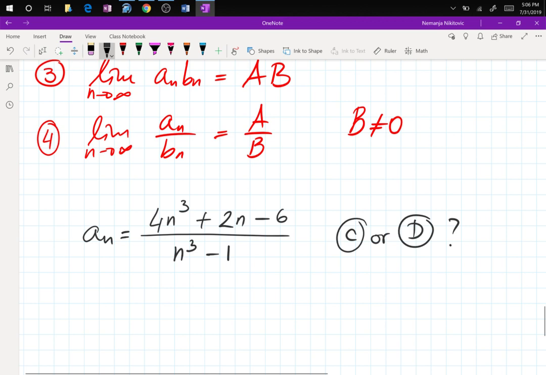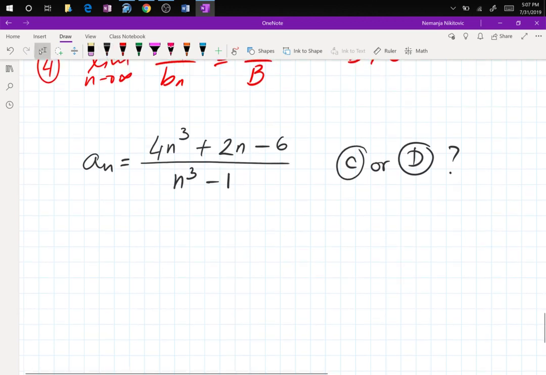Now you can plug in n equals 0, n equals 1, n equals 2, and come up with this, but that's not going to tell you anything. You have to do the limit test. That's the only way to check. If you are looking for convergence or divergence of a sequence, you must use the limit test.